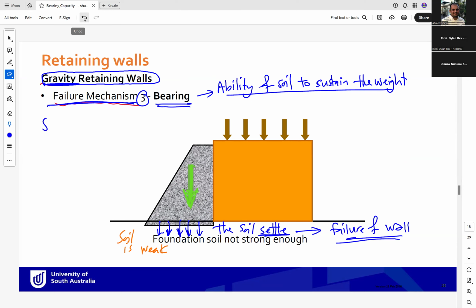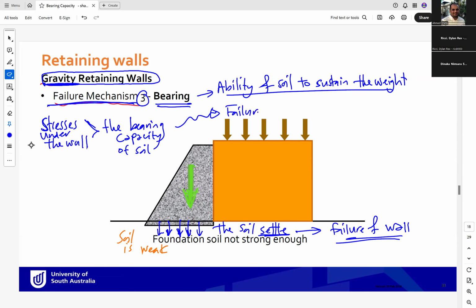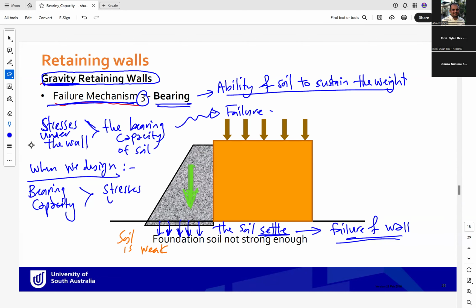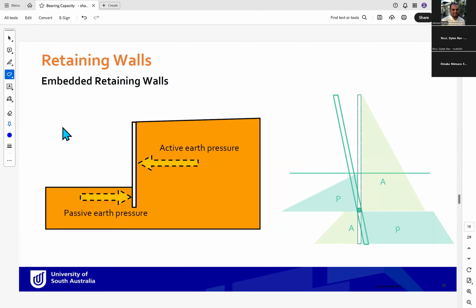So here we have stress. If the stress under the wall is more than the bearing capacity of soil, this will lead to failure. Okay, so when we design, we should make sure that bearing capacity is more than the stresses under the wall. Okay, so these are the three failure mechanisms of the gravity and cantilever retaining wall.